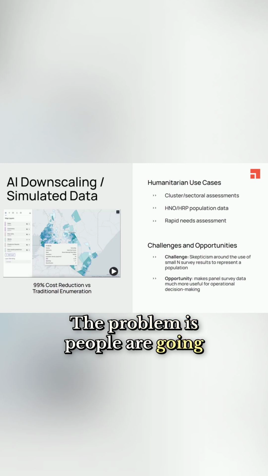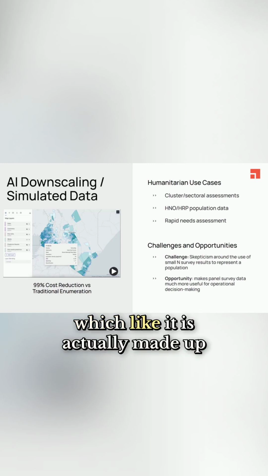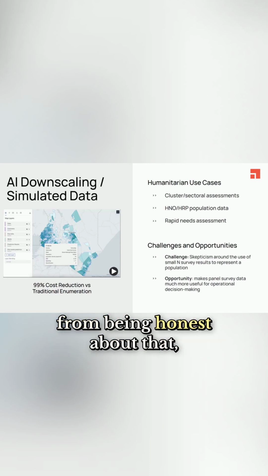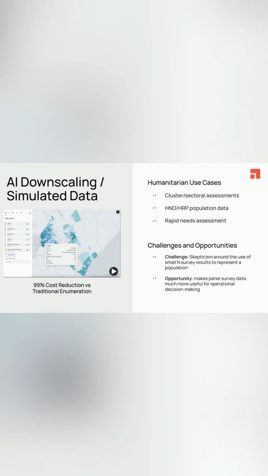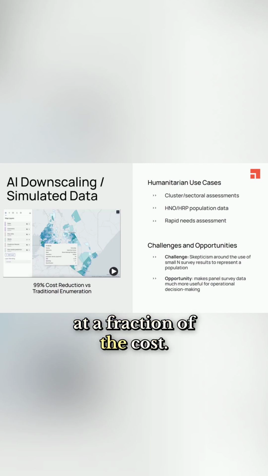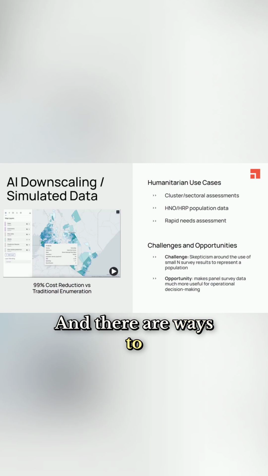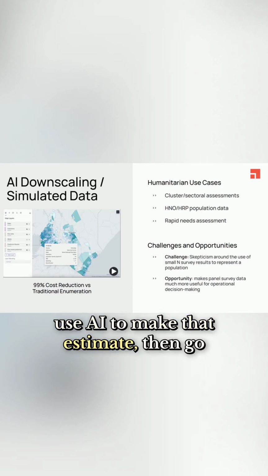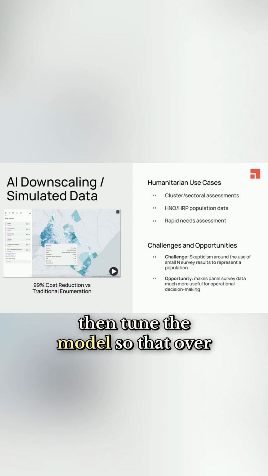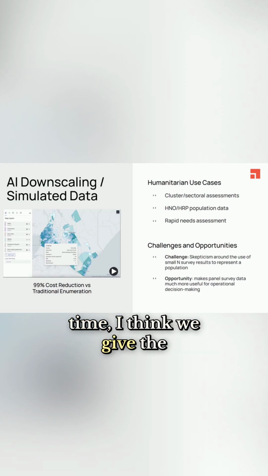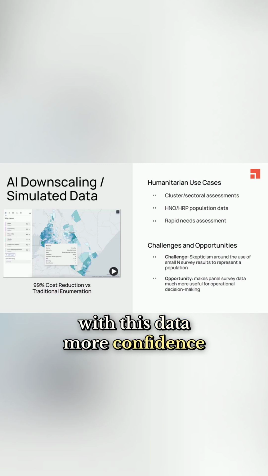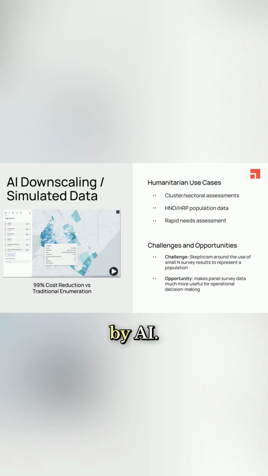The problem is people are going to say this is made up data, which it actually is. I don't think we should shy away from being honest about that, right? But at the same time, it makes it possible to do this at a fraction of the cost. And there are ways to use AI to make that estimate, then send people there to do some data collection to validate it, and then tune the model so that over time we give the actors who need to make decisions with this data more confidence in the inference that's being made by AI.